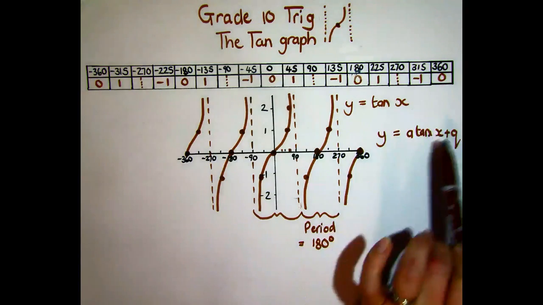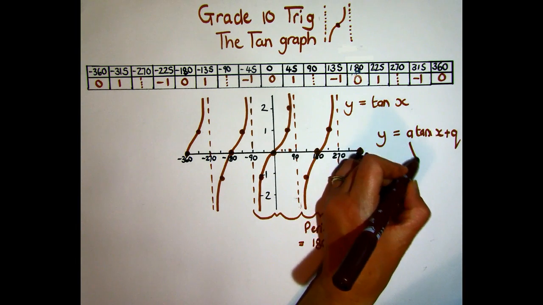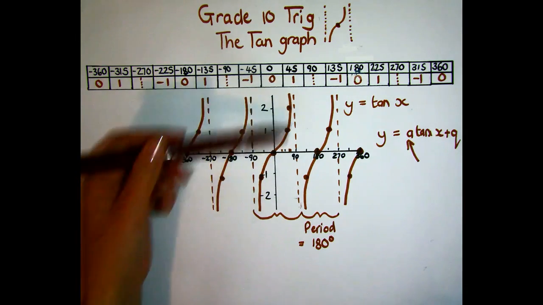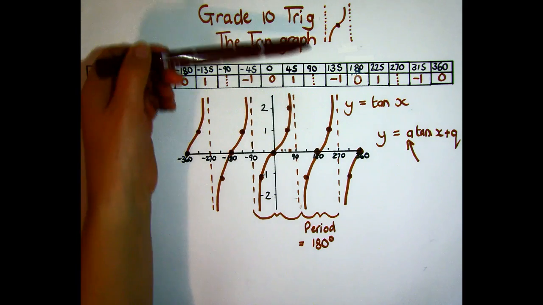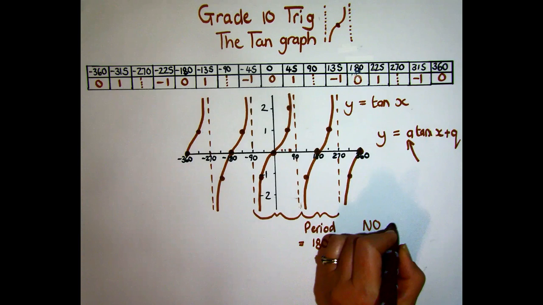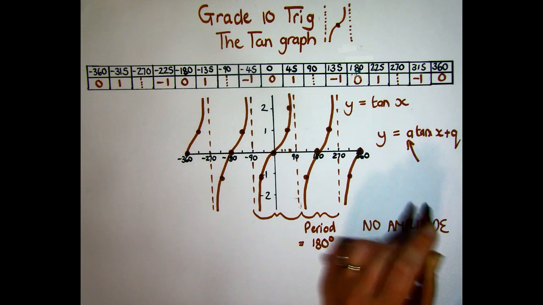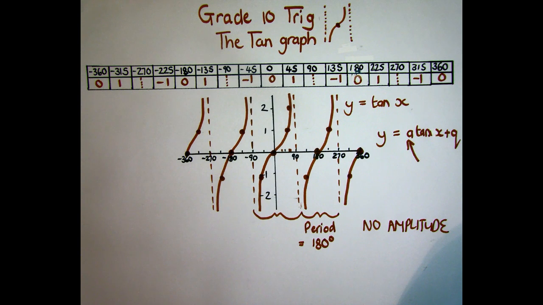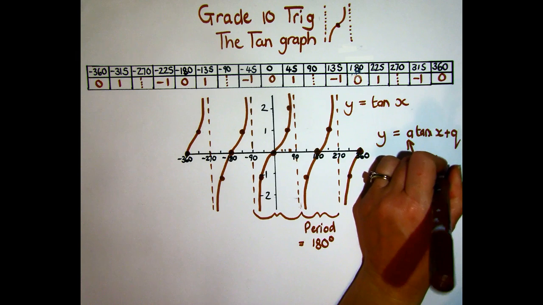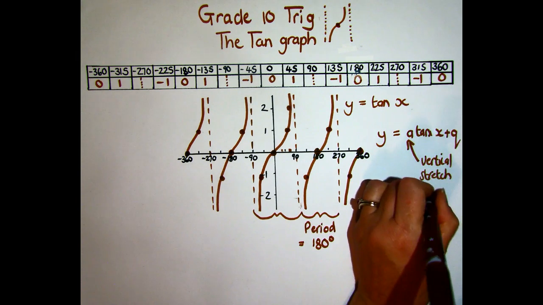The other thing is that while we can see that that is technically a 1 for the a value, and we can look at the formula y equals a tan x plus q, this, while it's technically the amplitude, you can see that this graph doesn't have an amplitude. It doesn't have how far up and how far down it goes. So there's no amplitude in a tan graph. This does tell us about the stretch though. So like other graphs, the a value is about the vertical stretch factor. And we'll see that now when we do some changes.